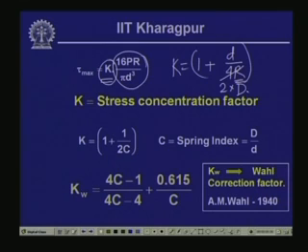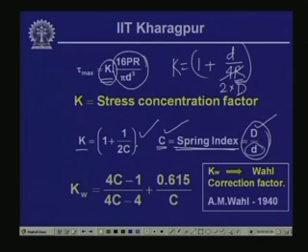So, this particular term, capital D by small d, this ratio we define as the spring index and designate as the parameter C. So, C is defined as the spring index, which is the ratio of the coil diameter D to the wire diameter d. So, if we substitute D by d as C, we get K equal to 1 plus 1 by 2 C. So, this is termed as the stress concentration factor.